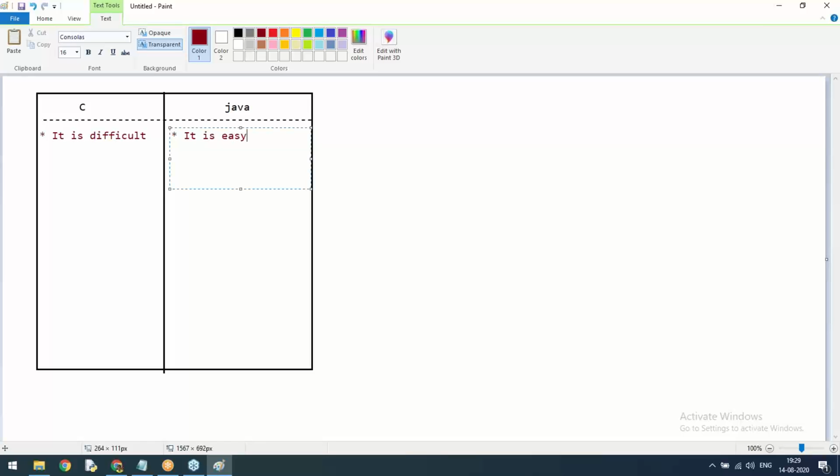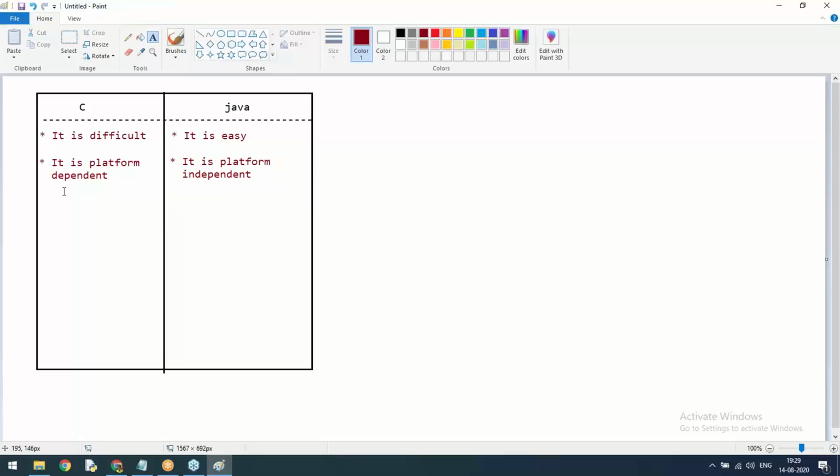Second one. C is a platform dependent language. Very good. It is platform dependent. Exactly, the opposite here. Java is platform independent. What is this? We will discuss. We have not understood what it is yet. We are just telling the words. In detail, we have to understand the concept.